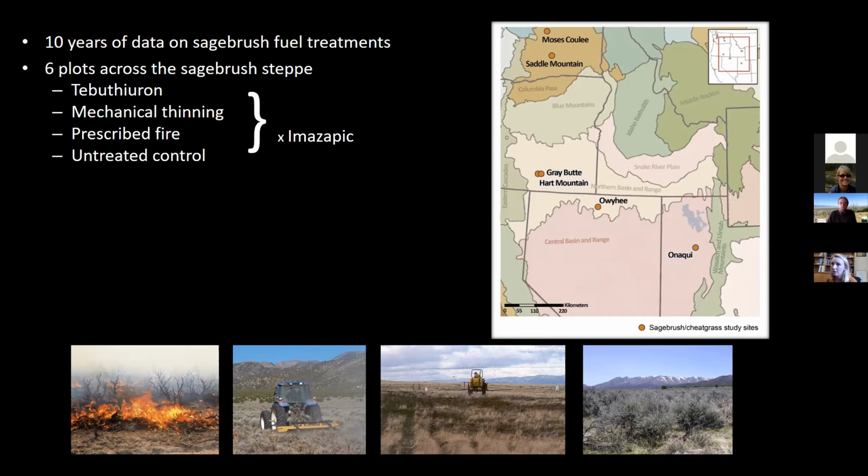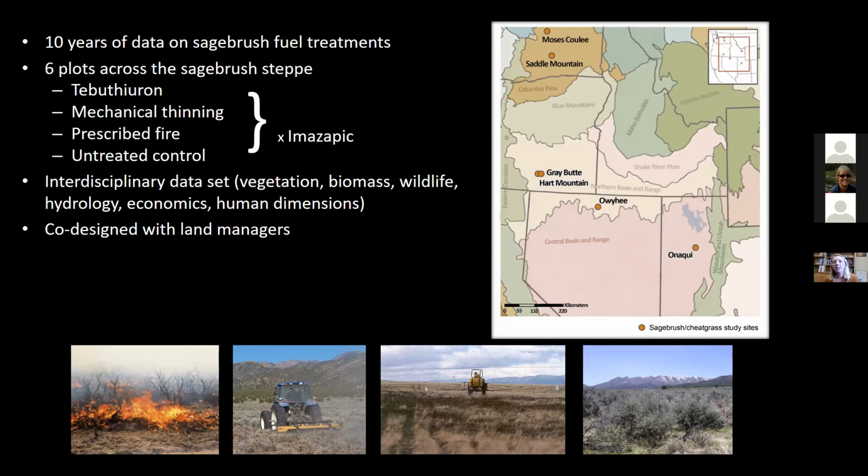We looked at 6 plots across the sagebrush steppe. They're represented here in this map, 2 in eastern Washington, 2 in eastern Oregon, 1 in Nevada, and 1 in Utah. These plots each had 4 treatments. There was a tebuthiuron treatment, which is an herbicide intended to kill part of the shrub canopy, a mechanical thinning, which chopped off a portion of the sagebrush itself, sometimes killing the plants, sometimes leaving parts of them alive, prescribed fire, and untreated control. Half of the subplots at each of these plots were also treated with imazapic to suppress cheatgrass invasion. So there's 8 treatments, 4 main treatments with the cross of imazapic.